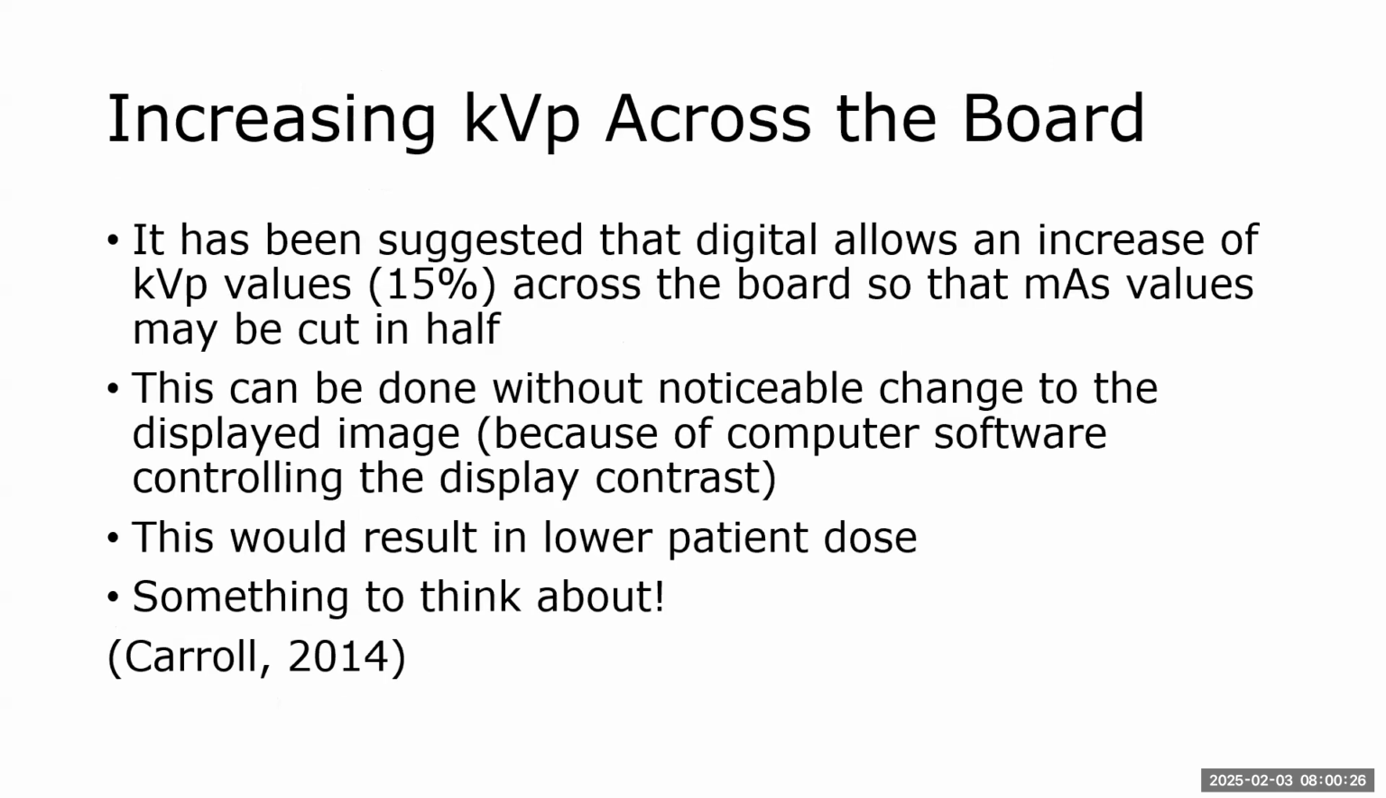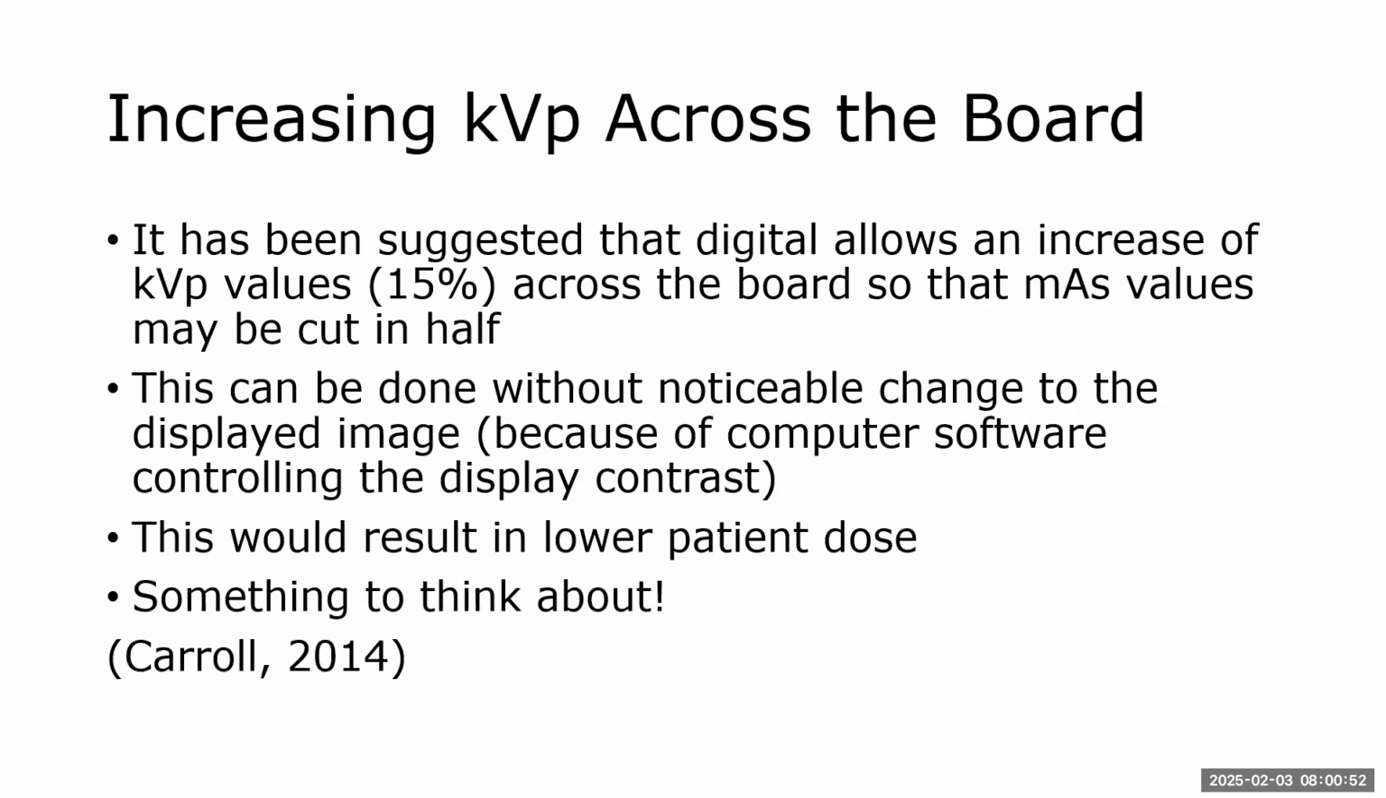Okay. So when we went to digital imaging, it was suggested that digital allows an increase of kVp values of about 15% across the board so that mAs values could be cut in half. And this could be done without noticeable change to the displayed image because the computer software is what's controlling the contrast. This would lower patient dose. It's just something to think about.